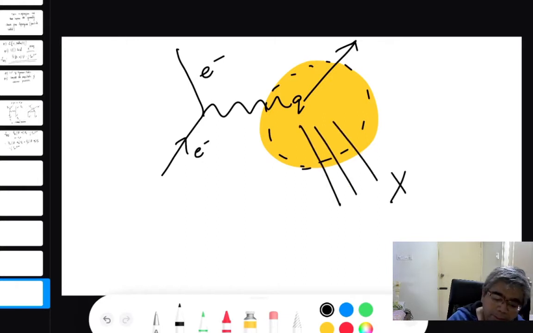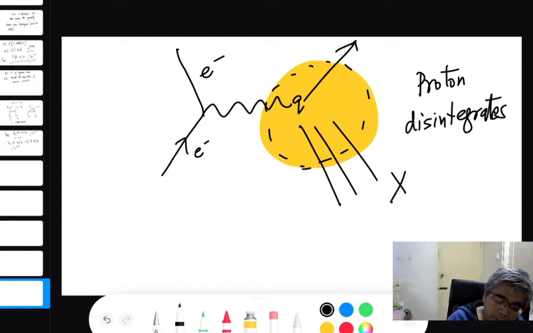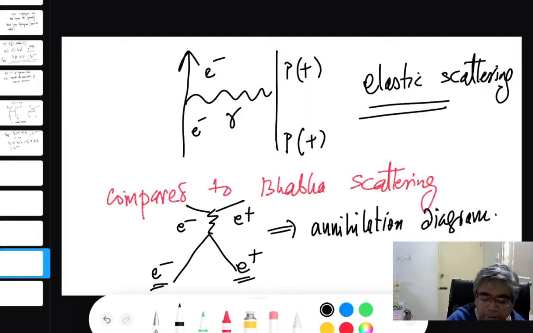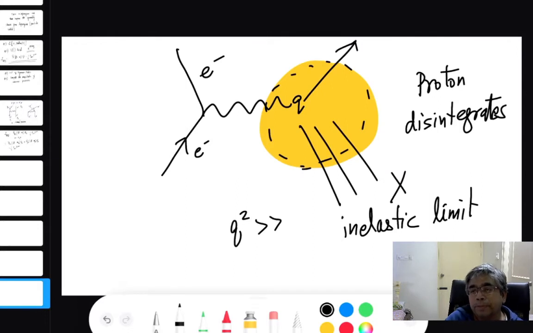The proton disintegrates, so essentially this is an inelastic process. This happens when Q squared is very, very high, actually pretty large, and the proton just disintegrates in the inelastic limit. This has a completely different amplitude. It is slightly complicated to write the amplitude, because you need to know the wave function of the quark inside a proton at a given momentum. So this is quite complicated, okay?